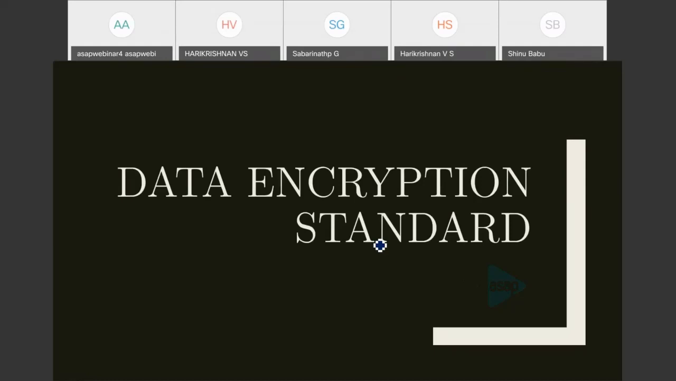A question from Archana: how is the subkey created? That is based on the subkey generation algorithm. There is an algorithm for the subkey to be generated. You call that the subkey generation algorithm. That is also part of DES, which we are going to see in a few minutes' time.